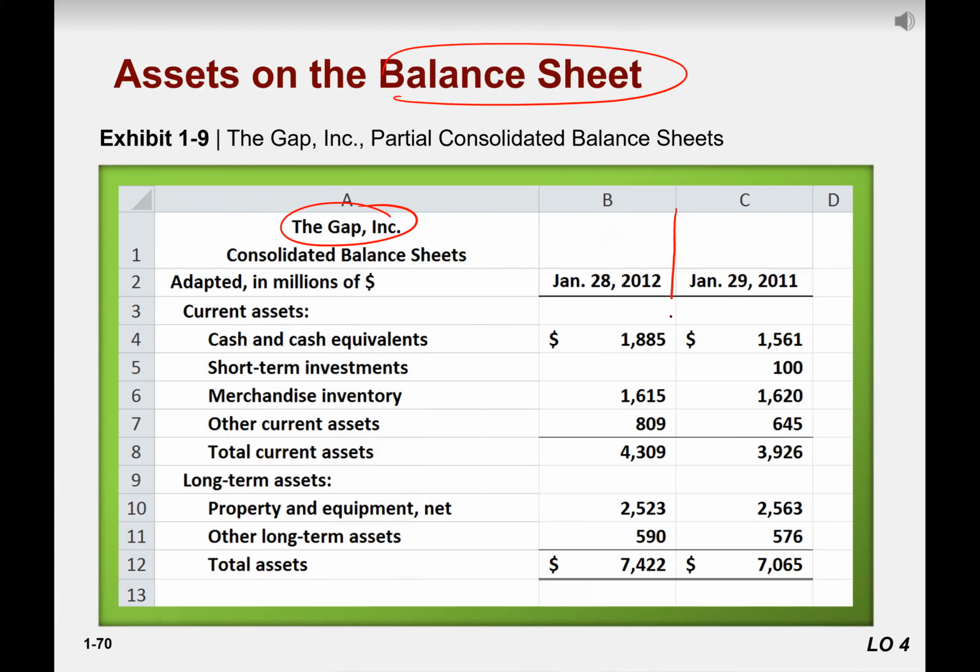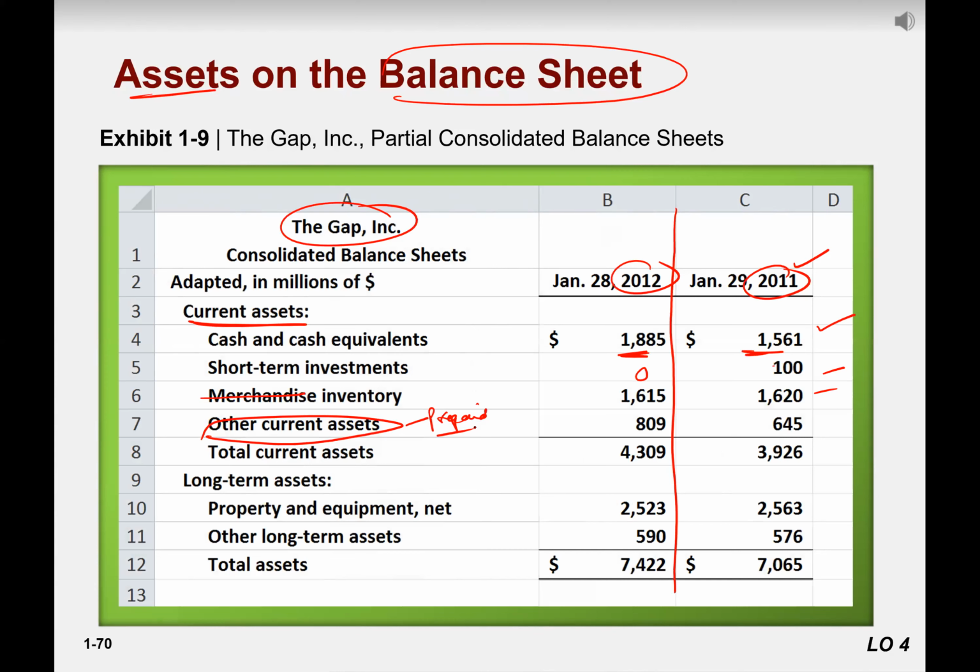It shows us the 2 years balance sheet, 2011 and 2012. So how did they report the assets? First, current assets. Under current assets, they mention in 2011, the value was 1,561, 1,885, right? So you see the short-term investments in 2011, it's 100, but now 0. Merchandise inventory, or you can just also write it down inventory. See, 1620 and 1615. They have also used other assets. In other assets, it can be prepaid and any other thing, right?